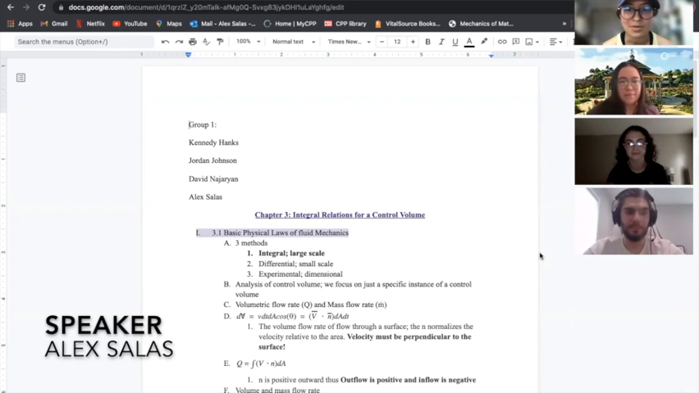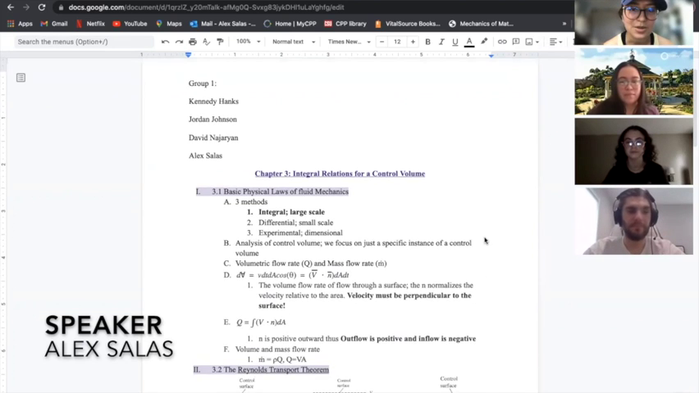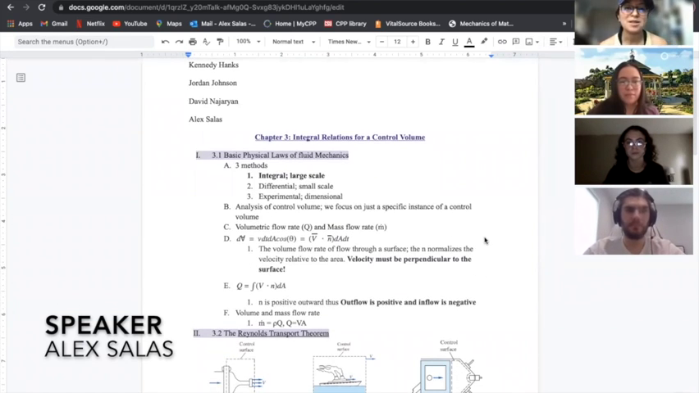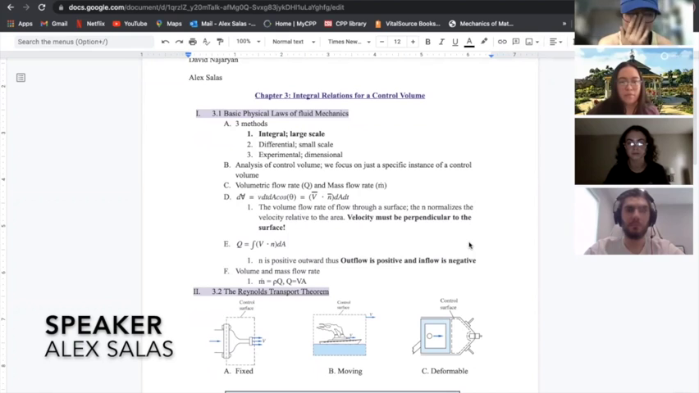We're going to be going over chapter 3. So chapter 3.1, the basic physical laws of fluid mechanics. There's 3 methods to look into them. There's integral, which is large scale, differential, which is small scale, and experimental, which is just dimensional. And then we have analysis of control volume.